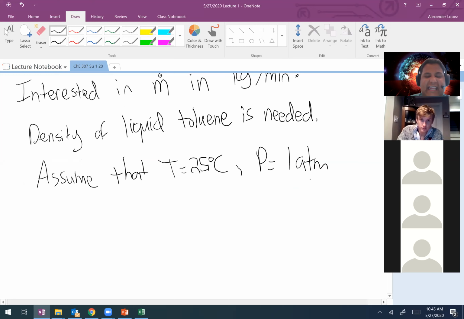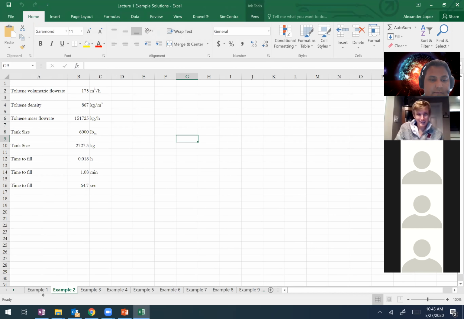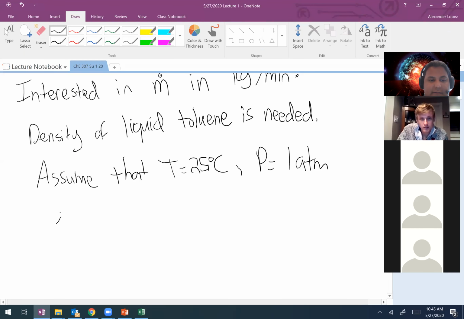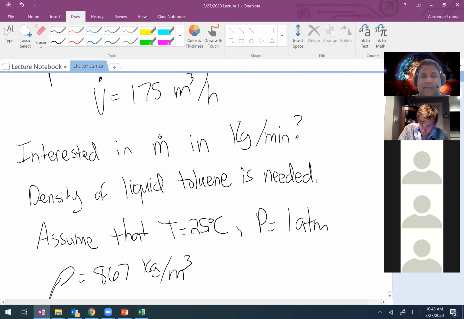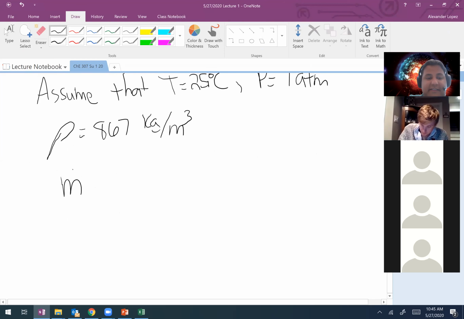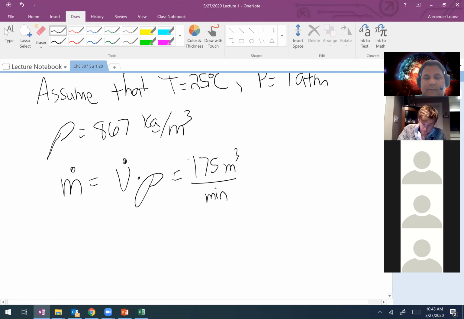So if I did a little digging in terms of that density, it should be, according to what I've already calculated, about 867 kilograms per cubic meter. Now with the density, I can convert from a volumetric flow rate to a mass flow rate, because the mass flow rate is simply a volumetric flow rate times density. And so I have 175 cubic meters per hour.